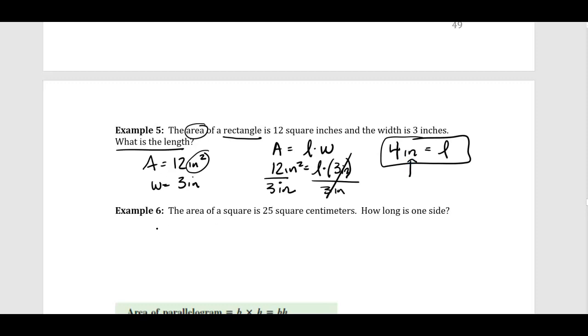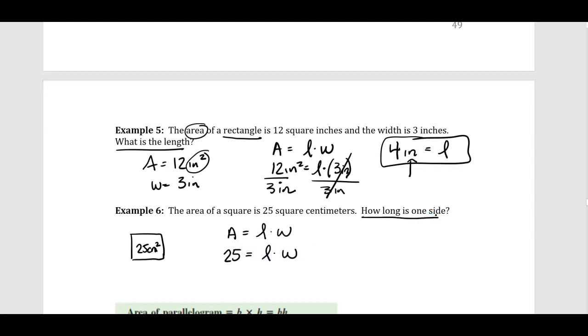So the area of a square, so I'm going to draw a square. The area of a square is 25 square centimeters. Now notice up above, like on the previous page, we have an area formula for a rectangle. Remember that a square is a rectangle, so we can use the same formula, length times width. So we know that the area of the square is 25. How long is one side?